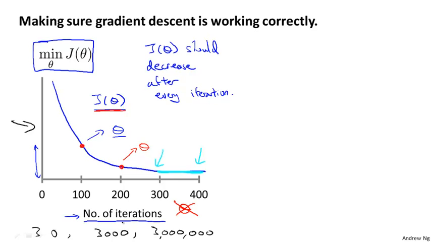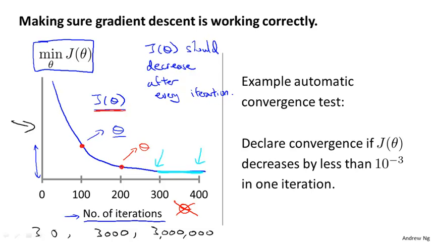It's also possible to come up with automatic convergence tests, namely to have an algorithm try to tell you if gradient descent has converged. And here's maybe a pretty typical example of an automatic convergence test. Such a test may declare convergence if your cost function j of theta decreases by less than some small value epsilon, some small value like 10 to the minus 3, in one iteration. But I find that usually choosing what this threshold is is pretty difficult, and so in order to check if gradient descent has converged, I actually tend to look at plots like this figure on the left, rather than rely on an automatic convergence test.